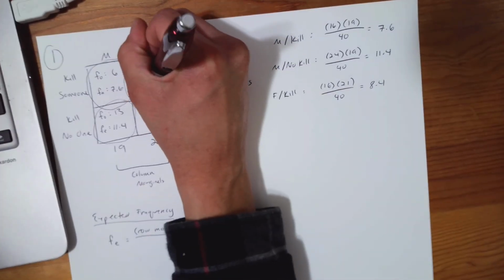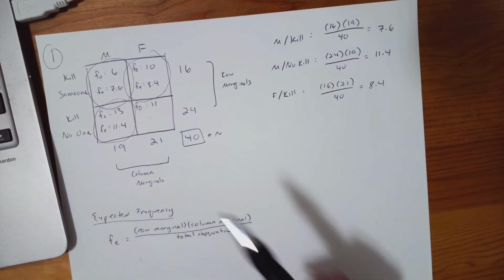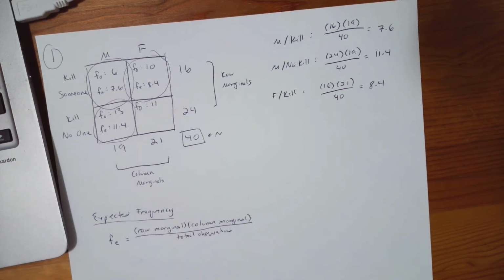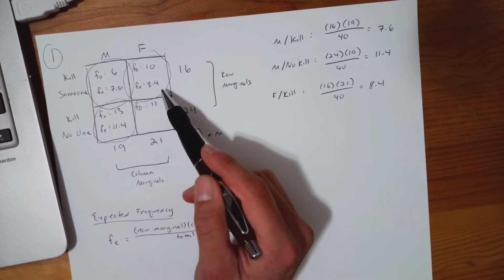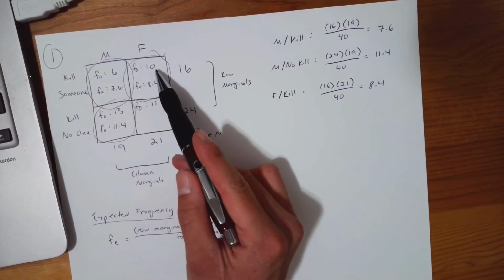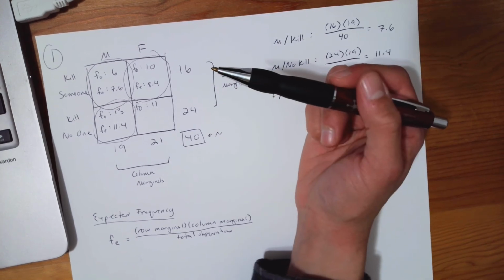I'll plug that in here. Again, what this shows us is that if there was no relationship between these things, if you couldn't predict willingness to kill at all based on gender, if men and women were exactly the same in their willingness to kill someone or kill no one, we would expect to have seen 8.4 women in the class say that they would prefer to kill someone. And instead we saw 10, so we saw slightly more women than we'd expect saying that they'd rather kill someone.